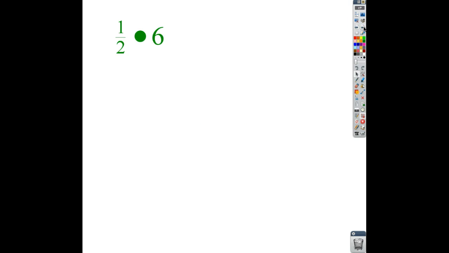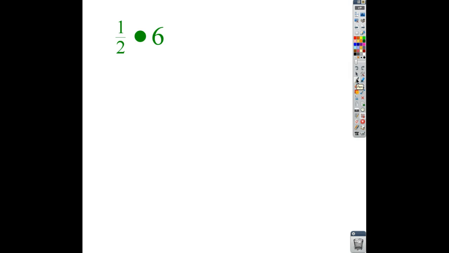All right, so let's take a look at this. What do we have here? So what we've got here is 1/2 multiplied times 6. A couple different ways we can look at this. One is we could just say this is 6 groups of 1/2, right?